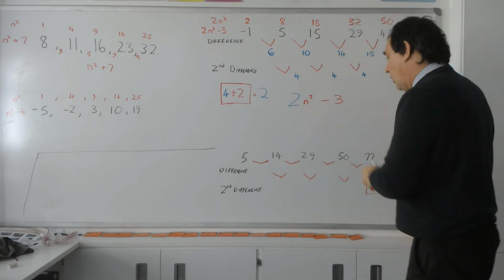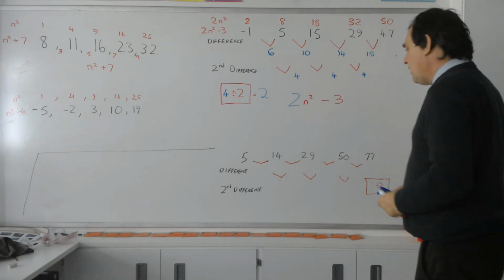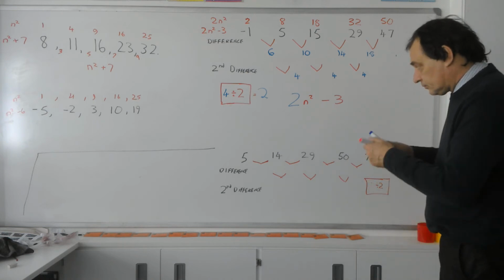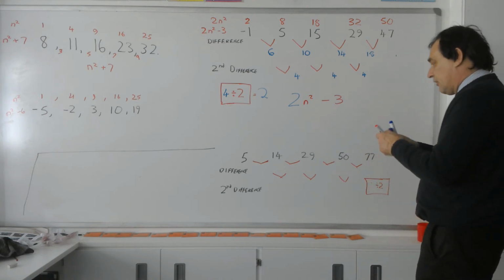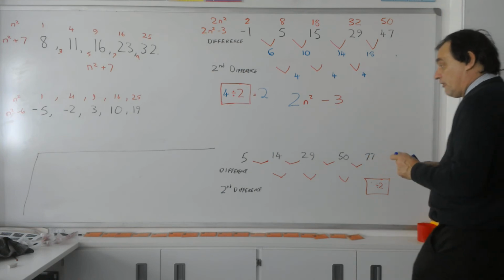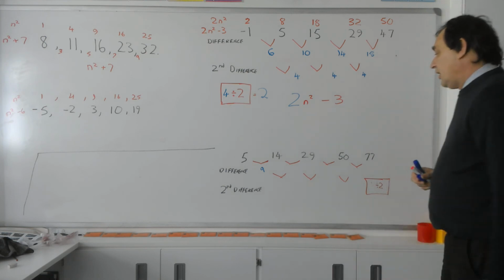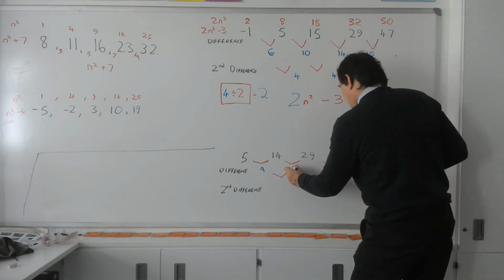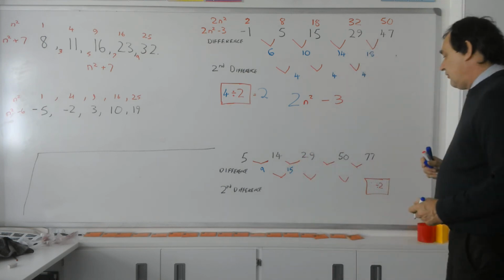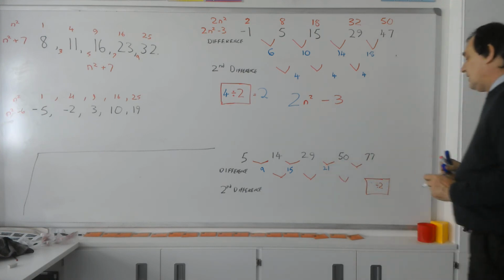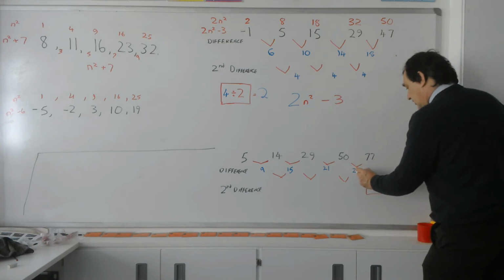Let's try one more. Here's my sequence: 5, 14, 29, 50 and 77. First thing we've got to do, find the difference between the numbers. So from 5 to 14, the gap there is 9. 14 to 29, I've got a gap of 15. 29 to 50, I've got a gap of 21. And 50 to 77, I've got a gap of 27.